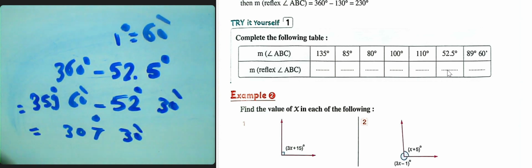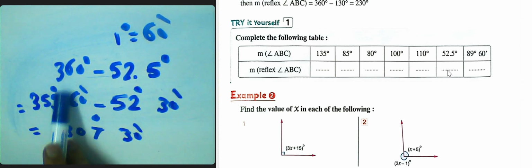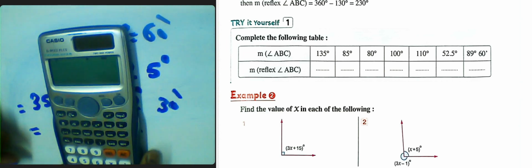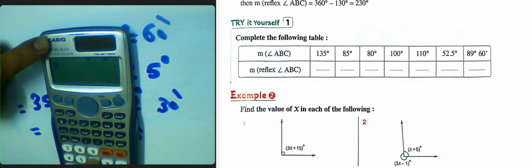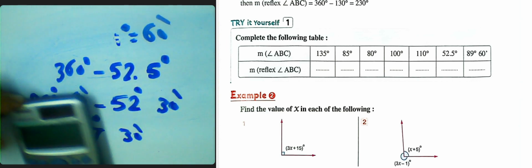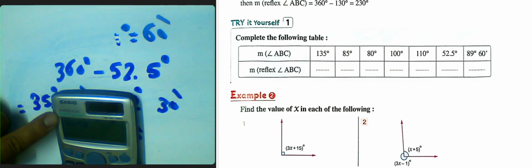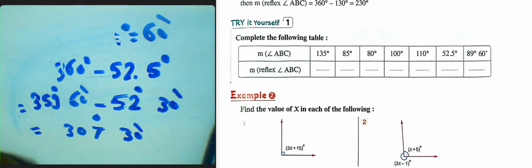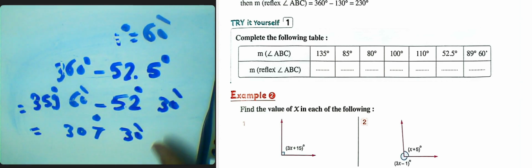Or you can use a calculator to find the result. Write 360 subtract 52 and a half in your calculator to find the result. Look right here, you can use a calculator. 360 subtract 52 and a half, right? 52.5. The result here will be 307 degree and 30 minutes.